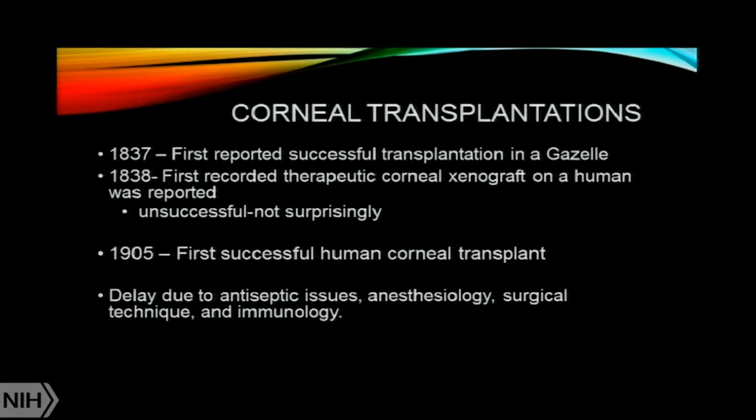Corneal transplantation. In 1905, the first successful human corneal transplant was performed, and you can see on the slide it was after many decades of trial and error, from the first reported successful transplantation in a gazelle in 1837, to using a xenograft, which is from a different species, in a human. In 1838, the first recorded therapeutic corneal xenograft on a human was reported, which, not surprisingly, wasn't successful. Dr. Zirm's success in 1905 came along finally with advances in antiseptics and anesthesiology.